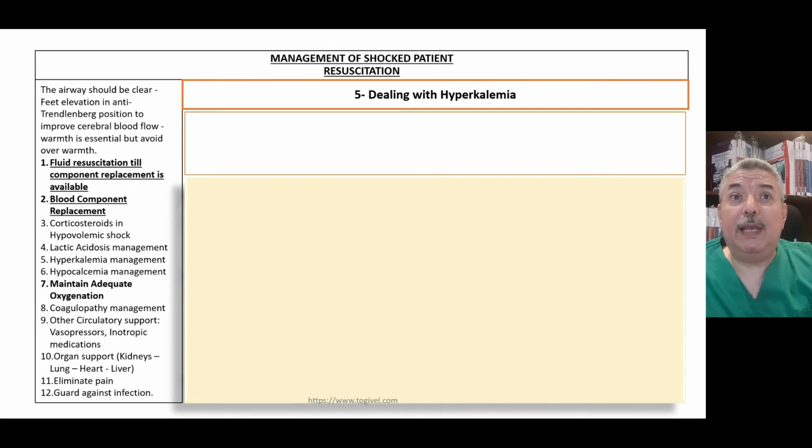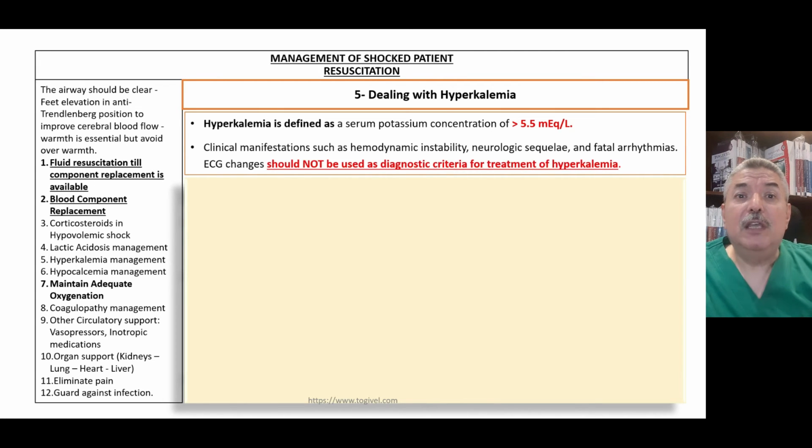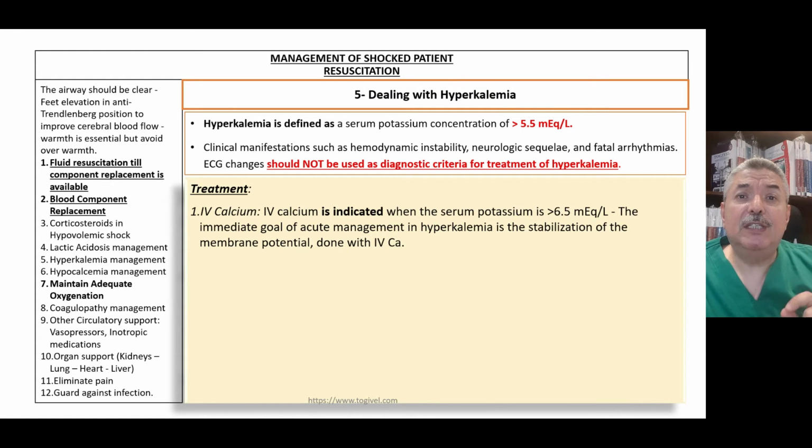Now dealing with hyperkalemia. Hyperkalemia is defined as a potassium concentration more than 5.5 milliequivalents per liter. I don't have anything in the definition stating that clinical assessment or ECG changes or hemodynamic instability or whatever is a diagnosis. So hyperkalemia should never be diagnosed on clinical or ECG grounds. If the potassium level exceeds 6.5 milliequivalent per liter, then I have to give intravenous calcium gluconate in order to stabilize the action potential across the cell membranes.